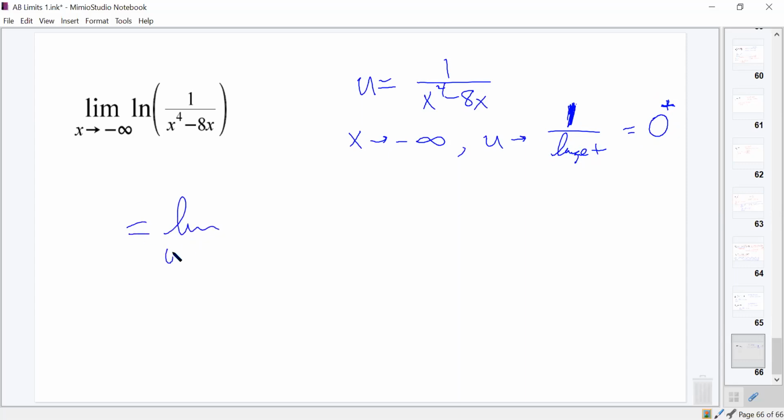So this becomes the limit as u approaches 0 from the right of the natural log of u. And we just looked at the graph a minute ago. What happens to the natural log function as you approach 0 from the right? It goes towards negative infinity. Good? All right.